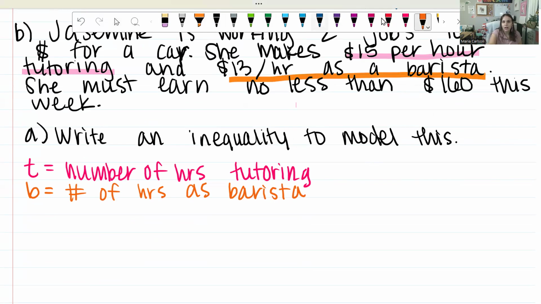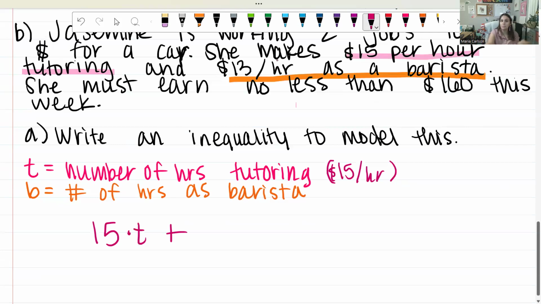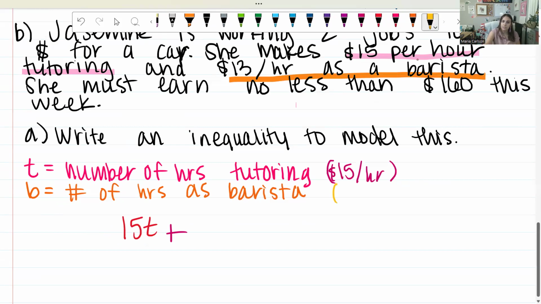So let's talk about how we would write this inequality. We know that she's going to be working these 2 jobs together. So the money she brings in will be added together. And she's going to make $15 per hour as a tutor. So I will multiply 15 times T to find the amount of money she's going to make by tutoring. So we have 15T plus the number of hours she's working as a barista, where she will earn $13 an hour.